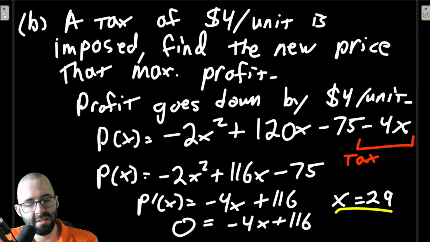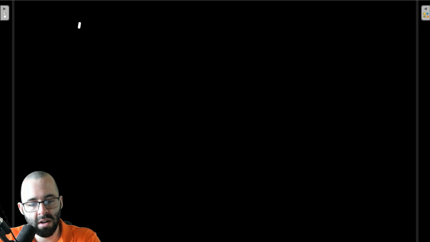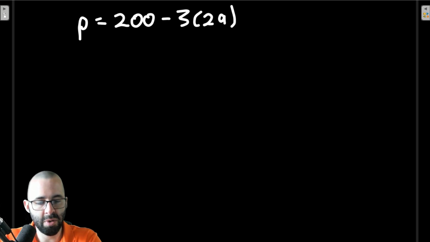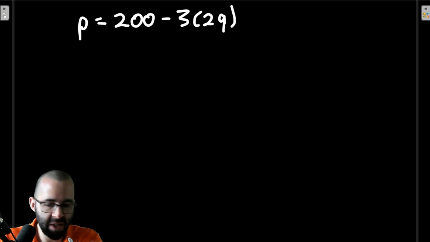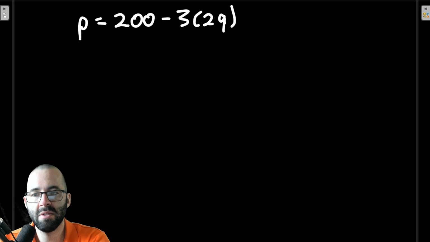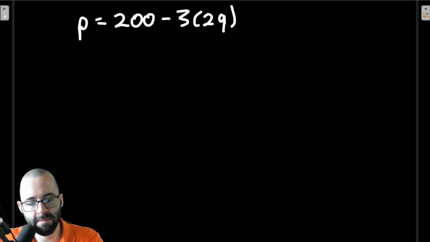All right, find the price. So again, we'll just use the demand function. So if x is 29, our demand function was 200 minus 3x. We're producing 1 fewer thing because of this tax. Type that into our calculator. 200 minus 3 times 29. 113.